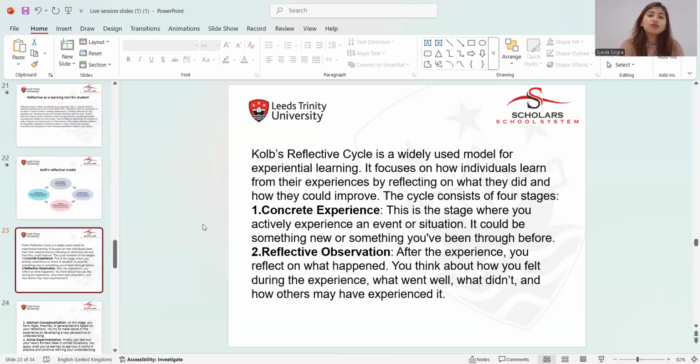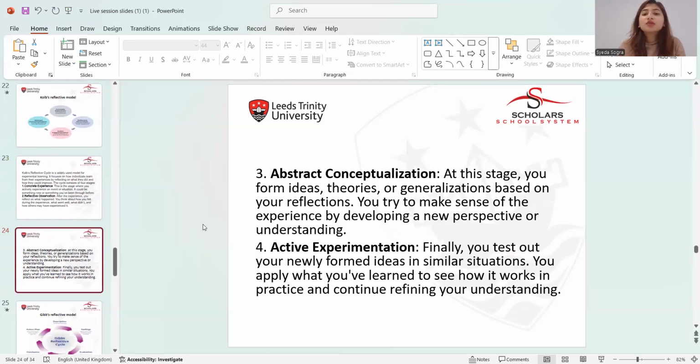Moving forward, we have the reflective observation. Now, after the experience, you reflect on what happened. You think about how you felt during that experience, what went well, what went bad, and how others may have experienced it. So you think from all those rational points. Then we have abstract conceptualization. At this stage, you form ideas, theories, or generalize based on reflections. You try to make sense of the experience by developing a new perspective or understanding.